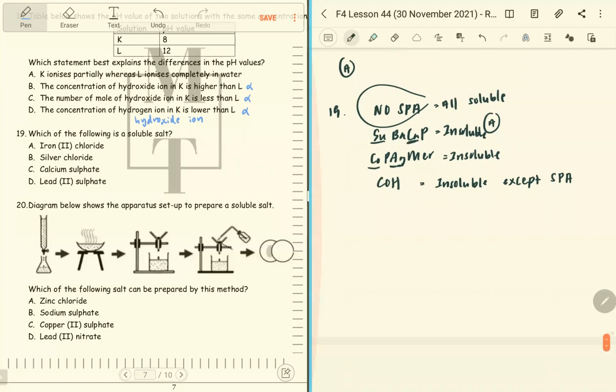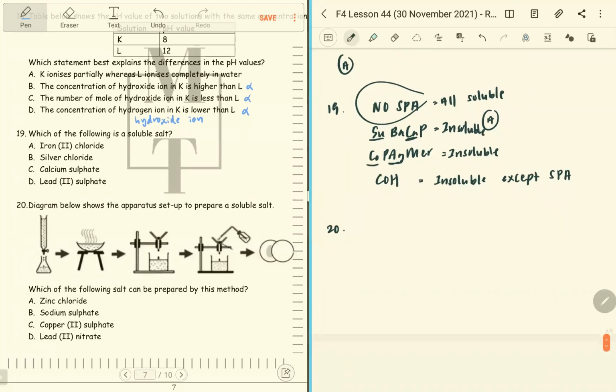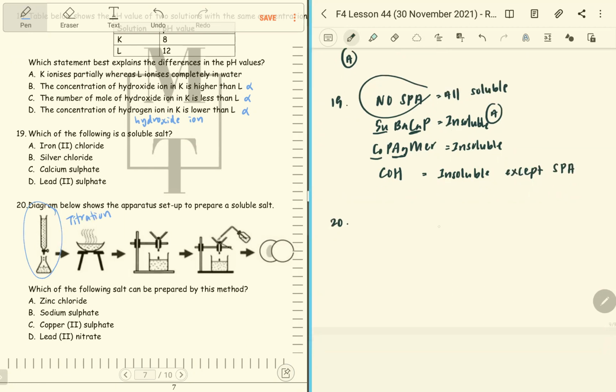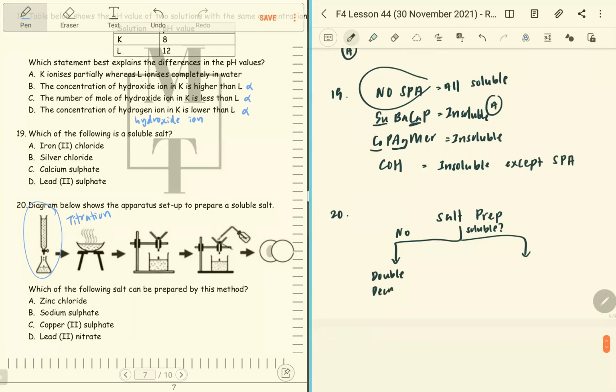Okay, so question number 20. Which of the following salt can be prepared by this method? So what is this method? We see this method, we know this is titration. So back to our flow chart, when it comes to salt preparation, you ask yourself a few questions. First one is it soluble or not? If it's not soluble, you just go to double decomposition, or precipitation method.